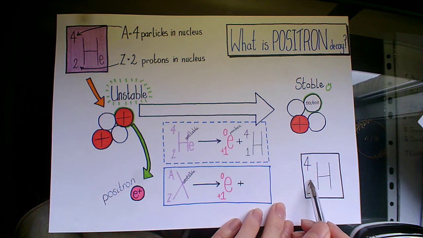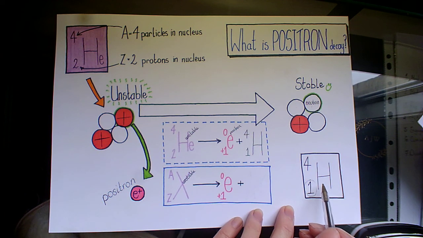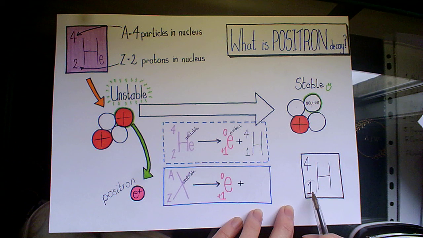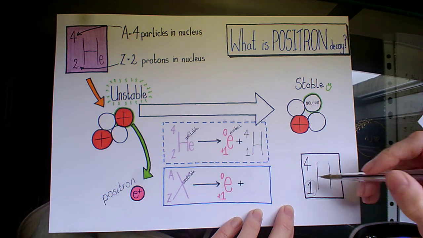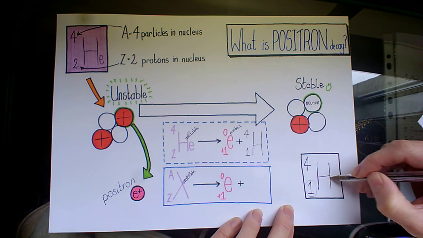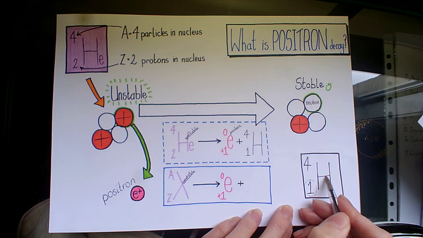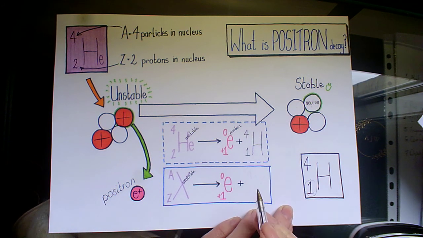And because the atomic number, the number of protons, has changed, that must mean that the identity of the atom has changed too, because it is the number of protons that controls the identity of an atom. So now, if we were to look up on a periodic table which is the element with an atomic number of 1, we would find that it's now hydrogen. So it's changed its identity, and we now have a stable hydrogen atom.